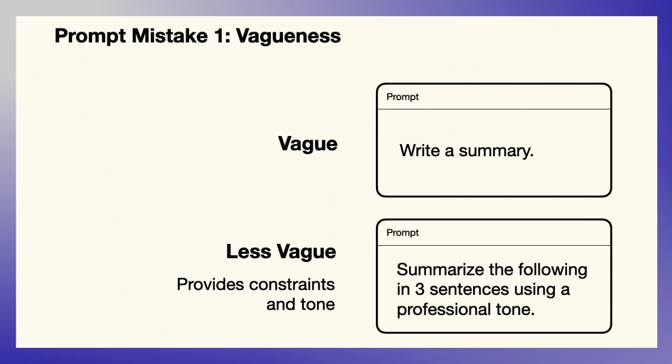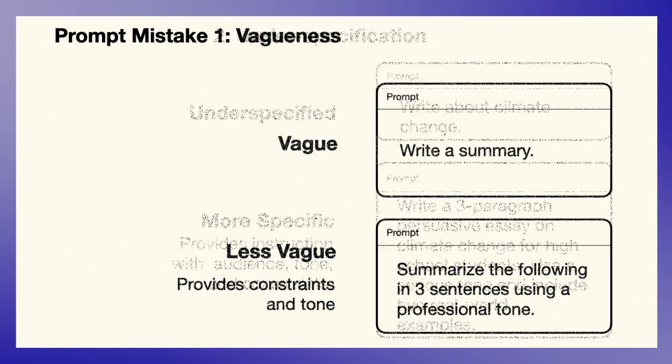Vagueness. A prompt that is too vague may result in unintended output. For example, a vague prompt would be something like "write a summary." Better would be "summarize the following in 3 sentences using a professional tone." Note we've added context and tone to our initial instruction.